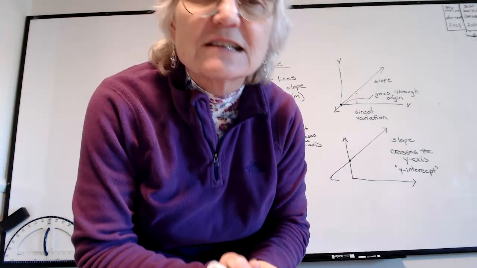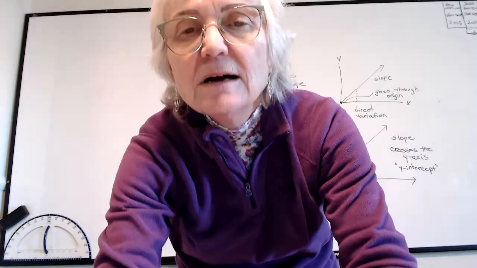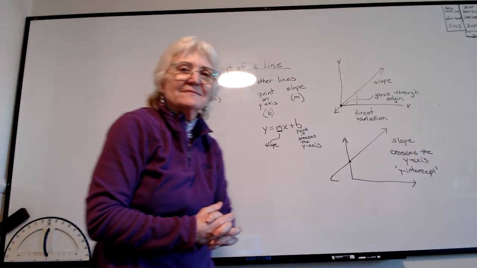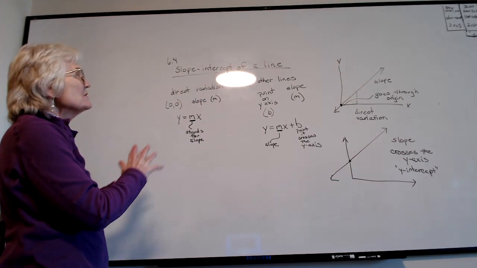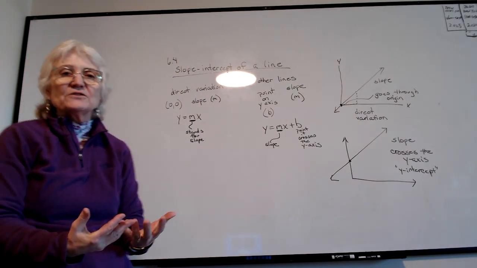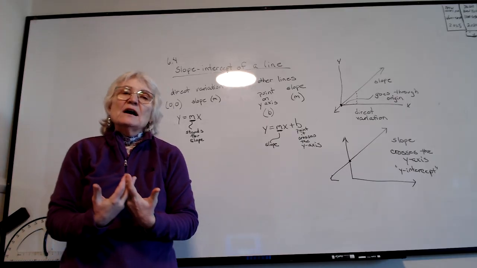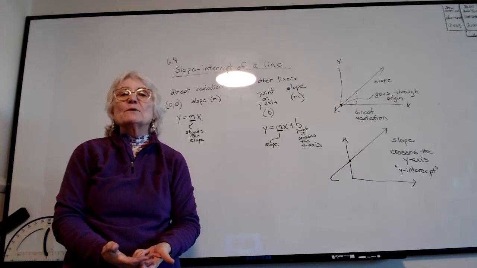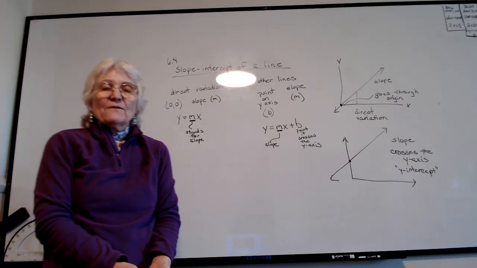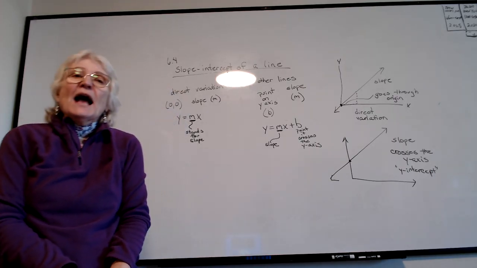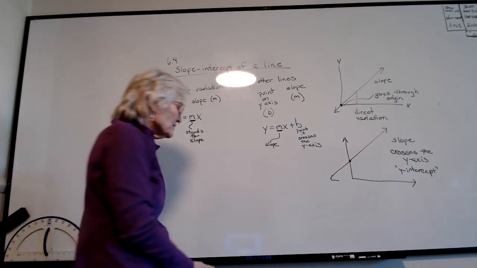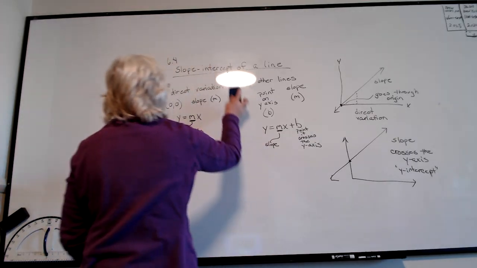I'm going to pause this for a moment. Okay, so what we're going to do is learn some basics of this, learn how to look at a graph, figure out what the slope-intercept form of that line is, and then also if we have a slope-intercept form, how to graph that. So those are the 2 points that we're going to look at.